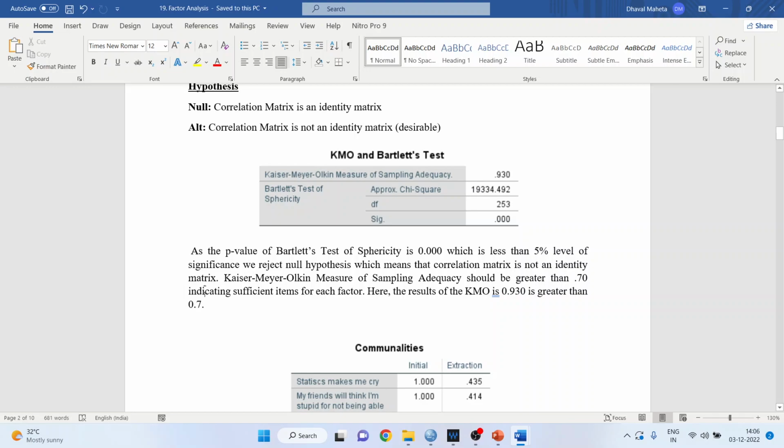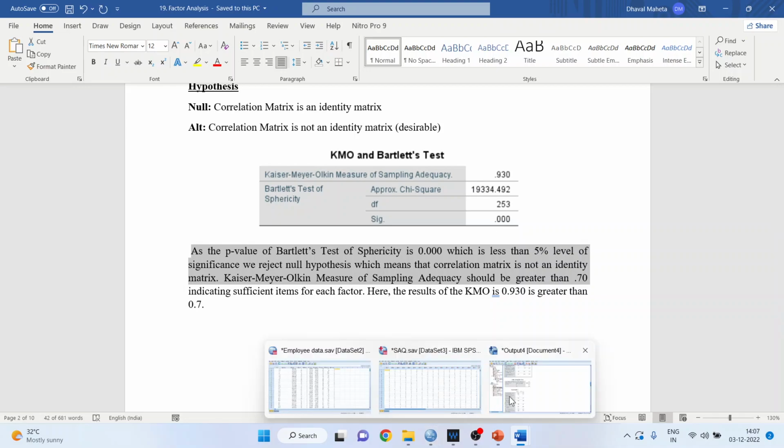So our interpretation is, as the p-value of the Bartlett test of sphericity, this one, is less than 5% level of significance, we reject the null hypothesis, which means that the correlation matrix is not an identity matrix. Quite good. The Kaiser-Meyer-Olkin measure of sampling adequacy should be greater than 0.7, indicating sufficient items are there for each factor. Here the KMO is 0.930, which is greater than 0.7, and therefore you can say the sample size is adequate. Next thing is communalities.